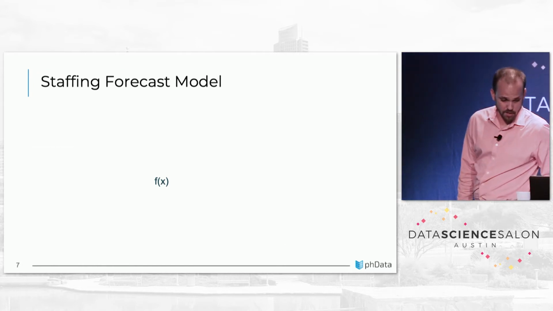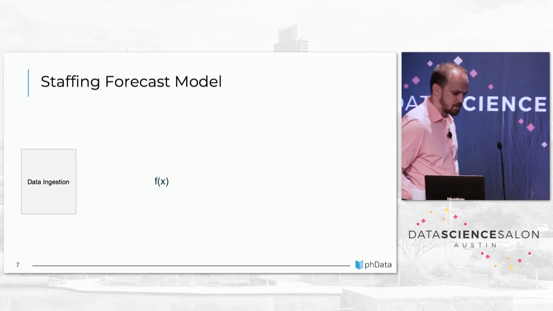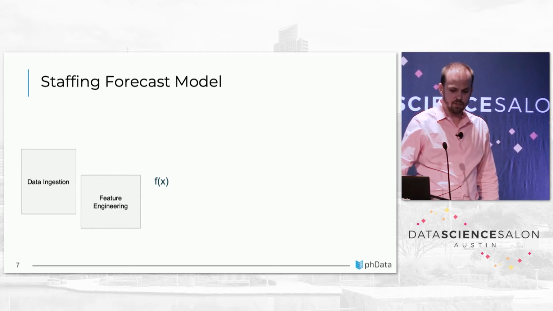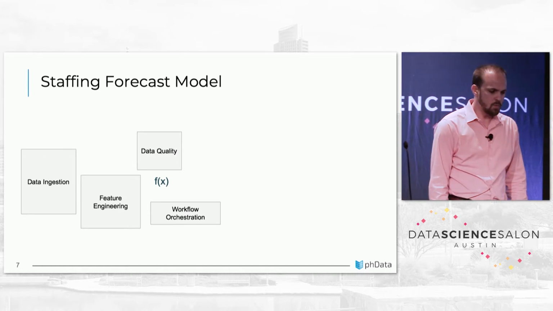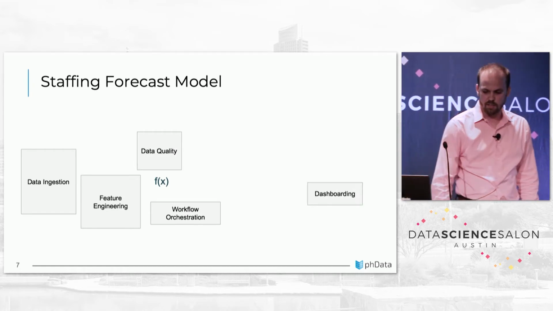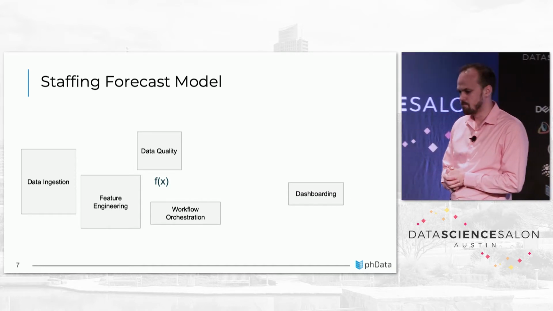And so data scientist 2 comes along and starts focusing on the staffing model. They have some similar problems, right? They need to do data ingestion, feature engineering, workflow orchestration. That's pretty common in most solutions. But this one has a slightly different delivery method and integration with the end user.